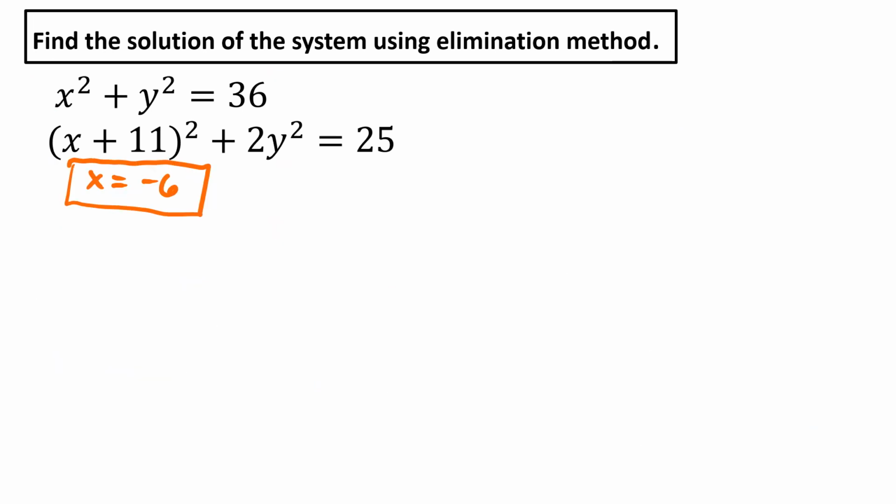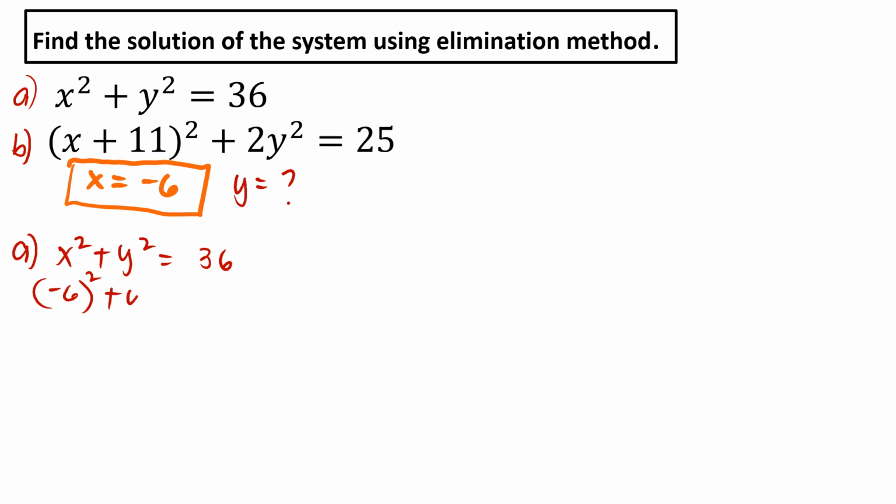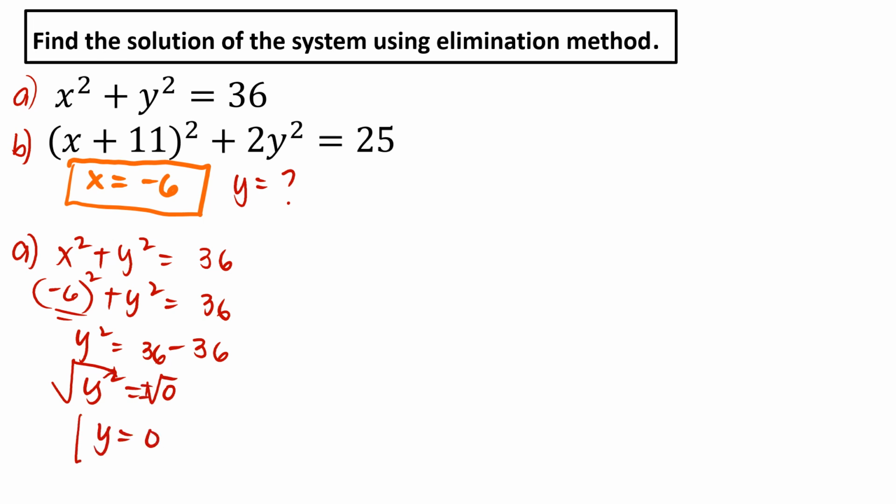Now since x is equal to negative 6, we will be looking for the value of y. As we know, whether you prefer equation A or B, you will come up with the same value of y. So let us just use equation A, which is x squared plus y squared is equal to 36. And for that, we are going to substitute negative 6. Therefore, y squared is equal to 36 minus negative 6 squared, which is positive 36, and then transpose it. Thus, y squared is equal to 0, and getting the value of y, of course, the square root of 0 is 0. So this time, our solution will be x is negative 6 and y is 0. So the solution to the system is negative 6, 0.